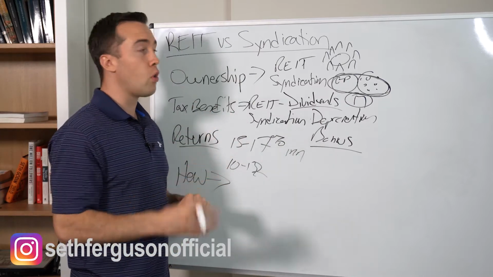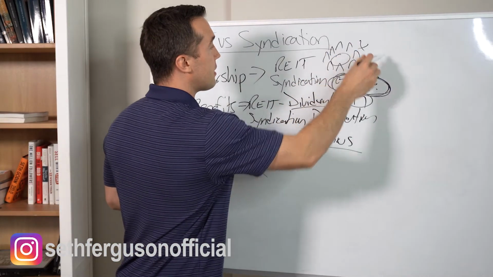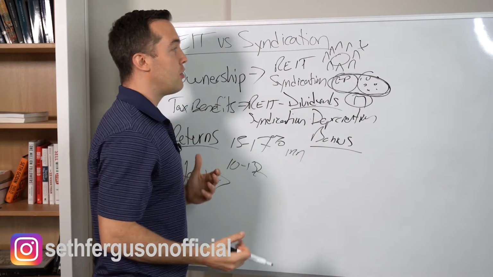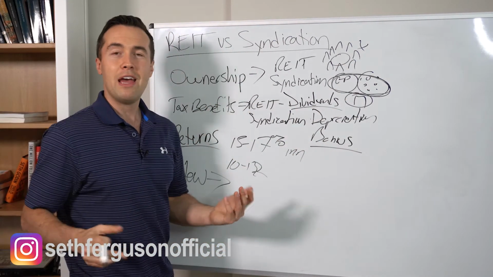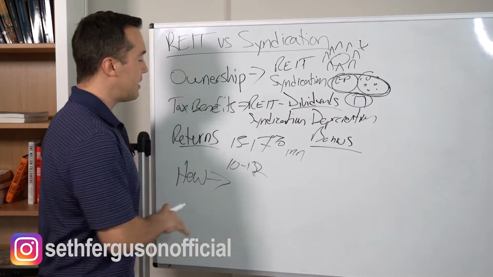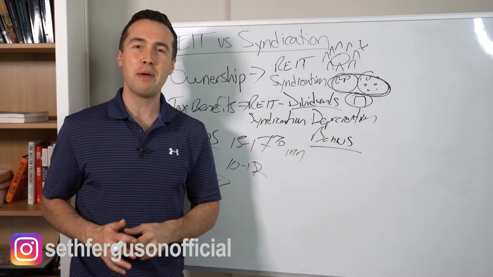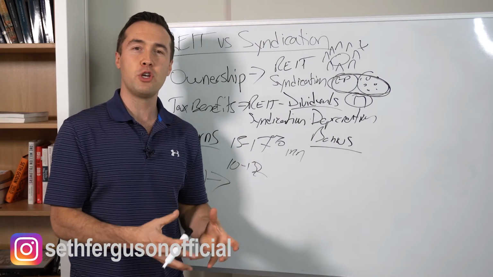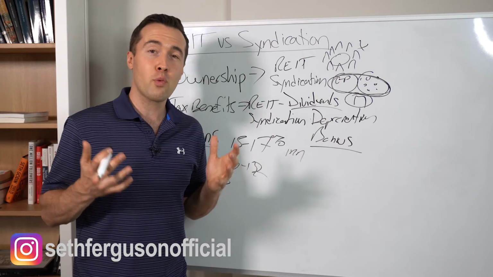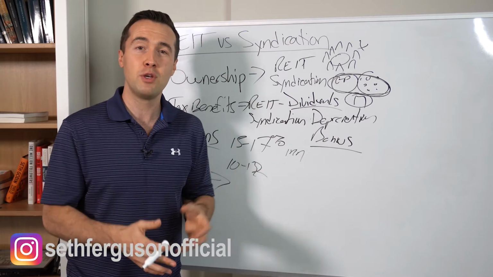You have no control over which properties this REIT buys, whether they sell, whether they acquire new ones, which markets they go into. You have no say. You just own a piece of paper. You own the stock. With the syndication, it's on a deal-by-deal basis. A syndicator will approach you and you can say yes or no because you have full control over which projects, which properties you invest in.